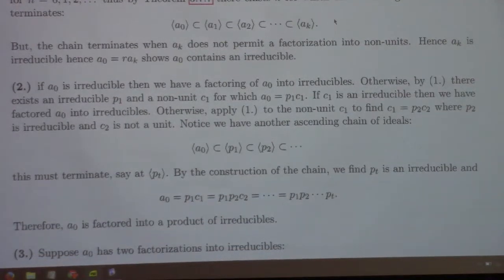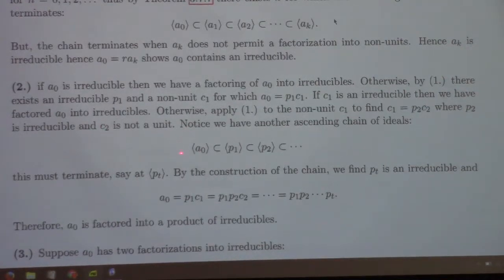And then suppose A naught is irreducible. Then we have a factoring into irreducibles. Great. Otherwise, we proceed much as we did in 1. We suppose that A naught is equal to P1 times C1. So P1 we're assuming is irreducible, and C1 is a non-unit. If C1 is irreducible, then we're done. We factored it into a product of two irreducibles. Otherwise, we apply 1 to C1, because it has to contain an irreducible in its factorization, to get C1 as P2 times C2, where C2 is not a unit.